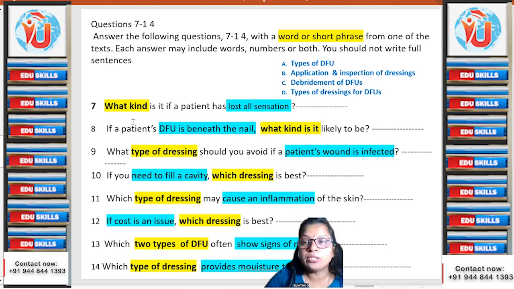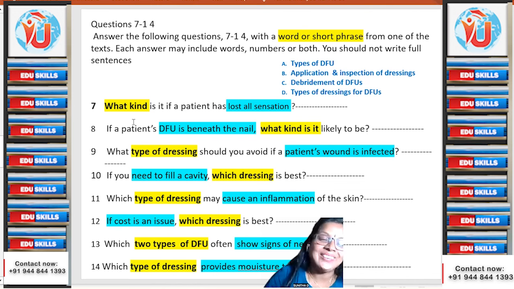So from the question itself, we can identify which text we have to search and find out the answer. The key phrase which is helping is cause an inflammation. Then 12: if cost is an issue, which dressing? So the key phrase which is helping to find out the answer is the cost is an issue. But the key phrase which helps us understand which text to go to is which dressing. D. Can you follow me?